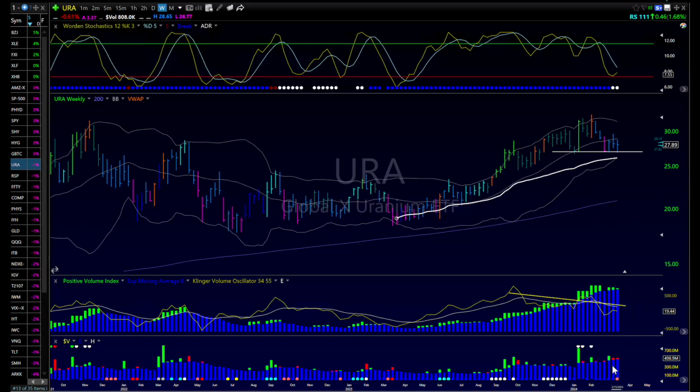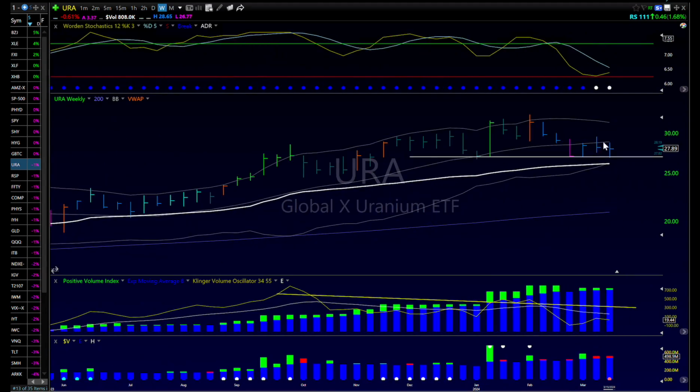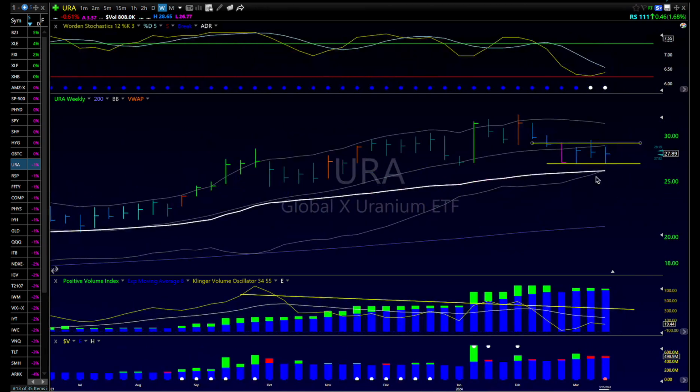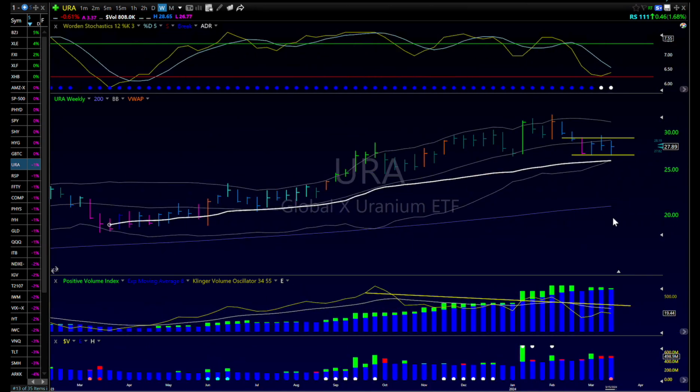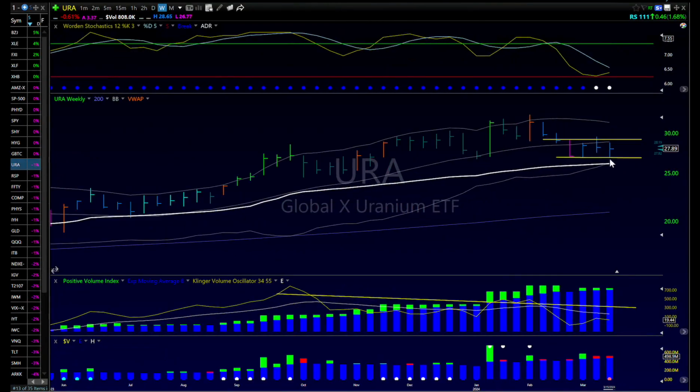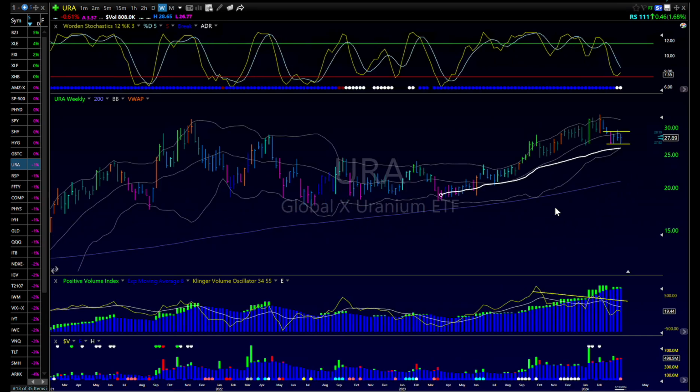Cleaner, some red there. So it's got this box here. It's above this anchored VWAP, going back to the lows here. So it could go either way at this point. It's the way that I read it. If it triggers above, you could take it long. If it triggers below, you could take it short.